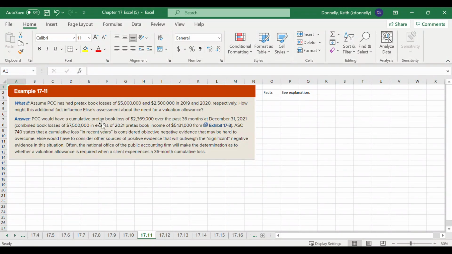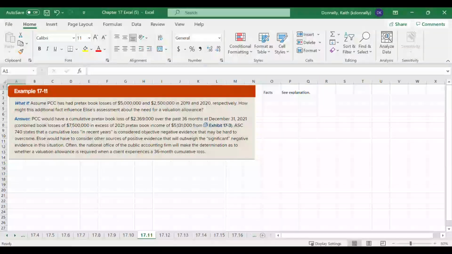This right here says assume a company had pre-tax book income, a loss of $5 million and $2.5 million in 2019 and 2020 respectively. How might this additional fact influence the assessment about the need for a valuation allowance? Basically, the company would have losses over the last 36 months. And ASC 740 indicates that a cumulative loss in recent years is considered objective negative evidence that may be hard to overcome. So the individual here would have to consider other sources of positive evidence that will outweigh the significant negative evidence. So we have way more negative evidence. We're not going to have enough taxable income in the future to use this. We've been at a loss for the last 3 years. You're going to need to bring a lot of positive evidence to the table to counteract that.